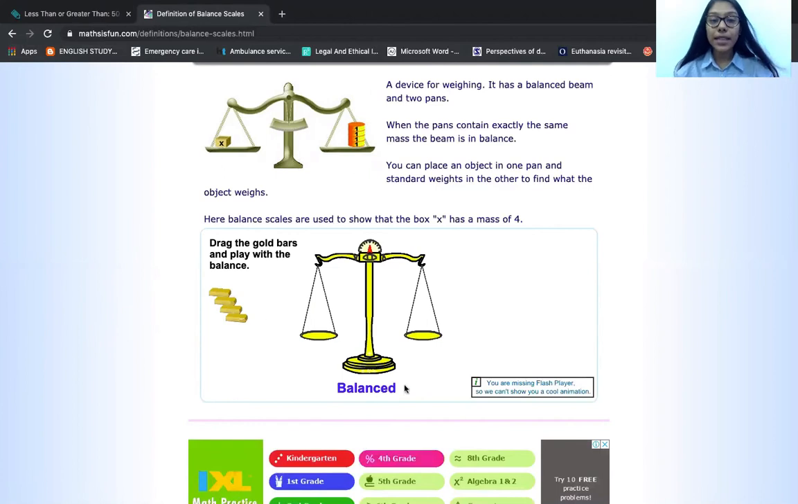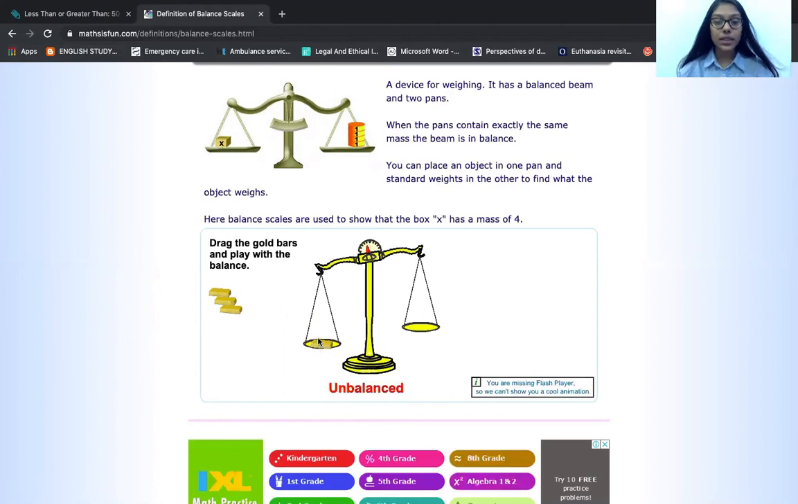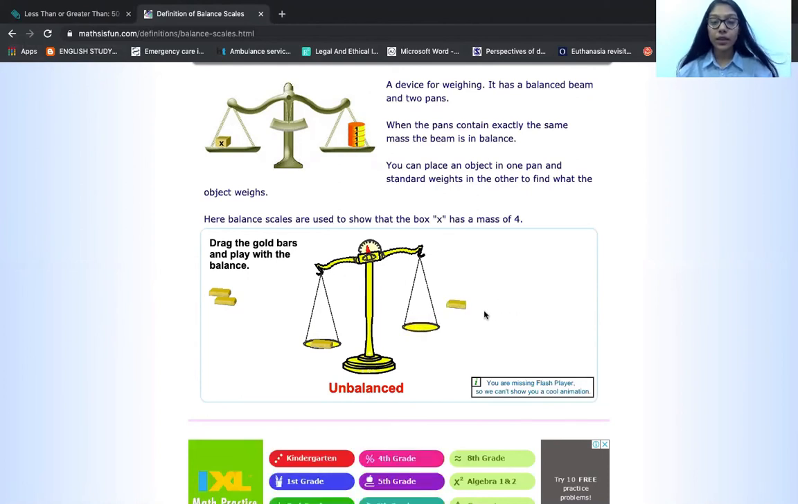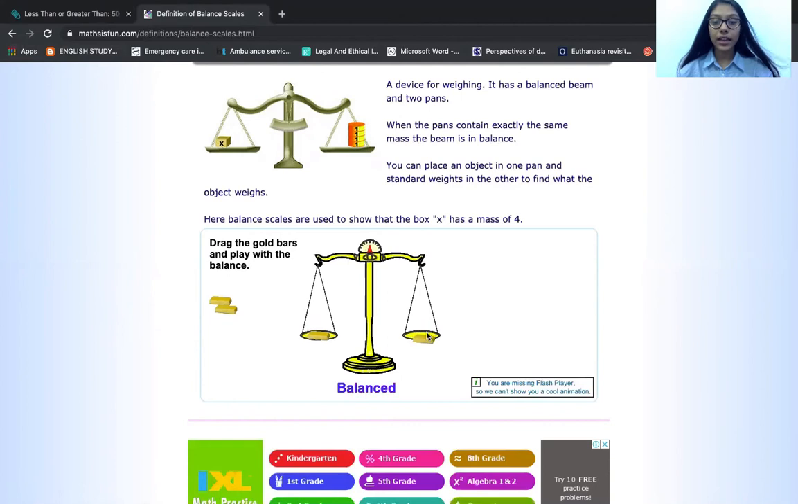Now look at the balancing scale on your screen. We have two pans attached to this balancing scale and we have 4 gold bars. Now if I keep one gold bar in one side and one gold bar on the other side, right now the scale is unbalanced. Now if I place this gold bar on this side, look, it's balanced. Now one gold bar on one side, again it's unbalanced. To balance it, I will keep this gold bar on the other side.